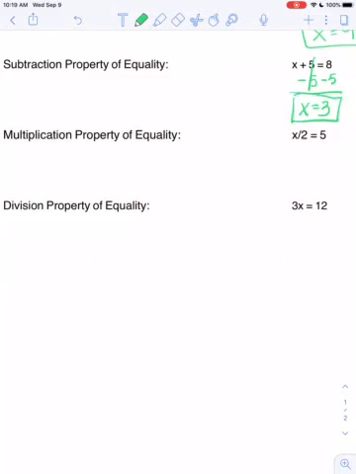Works for multiplication and division too. Say you have x divided by 2 equals 5. Opposite of divide by 2 is multiply both sides by 2, and you get x equals 10. And last one is the division property of equality. In order to get rid of multiplication, 3x means 3 times x. To get rid of multiplication, you divide, and you get x equals 4.